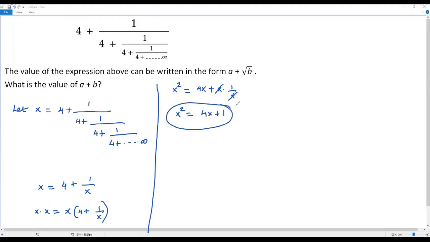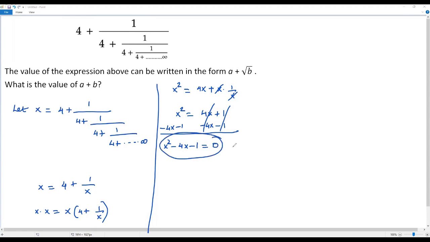Here I got a quadratic equation. Let's get this quadratic equation into standard form, that is ax squared plus bx plus c equals 0, with everything on one side of the equation and 0 on the other side. Let me subtract 4x and 1 from both sides of this equation. Then positive 4x and negative 4x will cancel out, and positive and negative 1 will cancel out. I'm getting x squared minus 4x minus 1 equals 0. Here I got the quadratic equation in standard form.